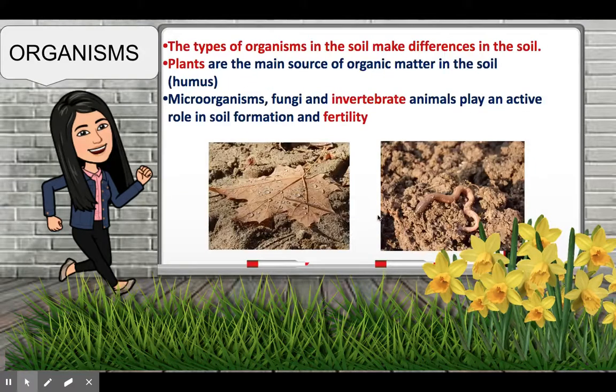So let's proceed to the last factor, the organisms. If you see an earthworm in the garden, do not kill the earthworm. That's an indication that the soil is fertile.